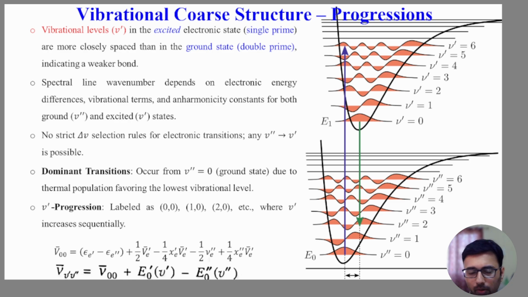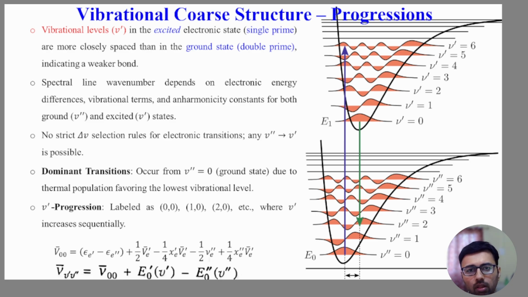Understanding vibrational progression helps us to interpret complex electronic spectra. Instead of seeing the spectrum as a random collection of peaks, we can recognize structured patterns that reveal information about bond strength, molecular geometry, electronic state changes, and anharmonic vibrational behavior. Let us summarize the key points from today's lecture.